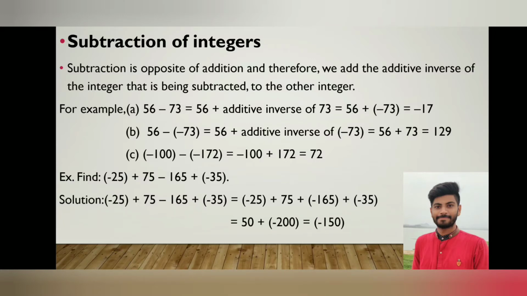The first two integers have different signs, so we will do the subtraction. 75 minus 25 we will get 50, and the sign of 75 is plus, so we will put plus 50. Then minus 165 plus minus 35, both have a negative sign, so we will do the addition of these two numbers and we will put the negative sign, which is the common sign. At last we will get 200, which will be negative.